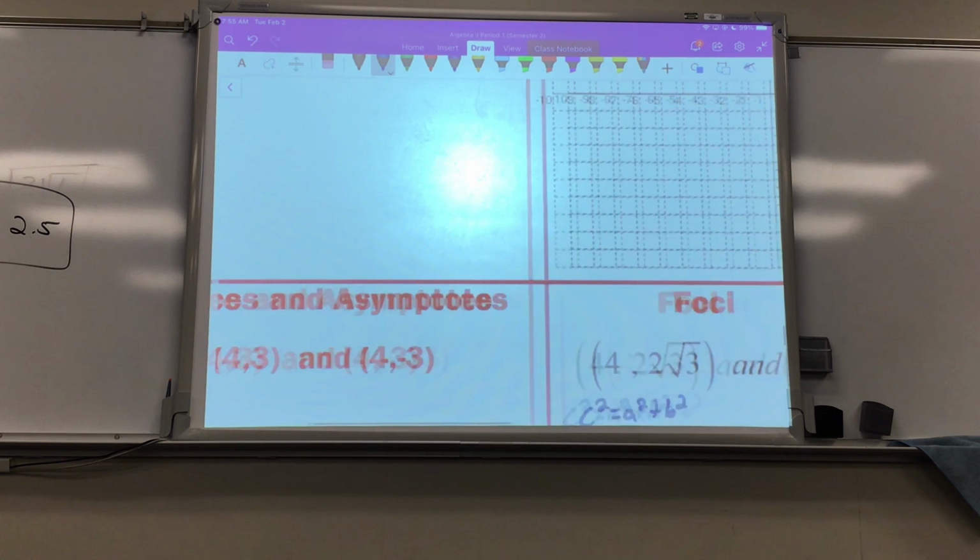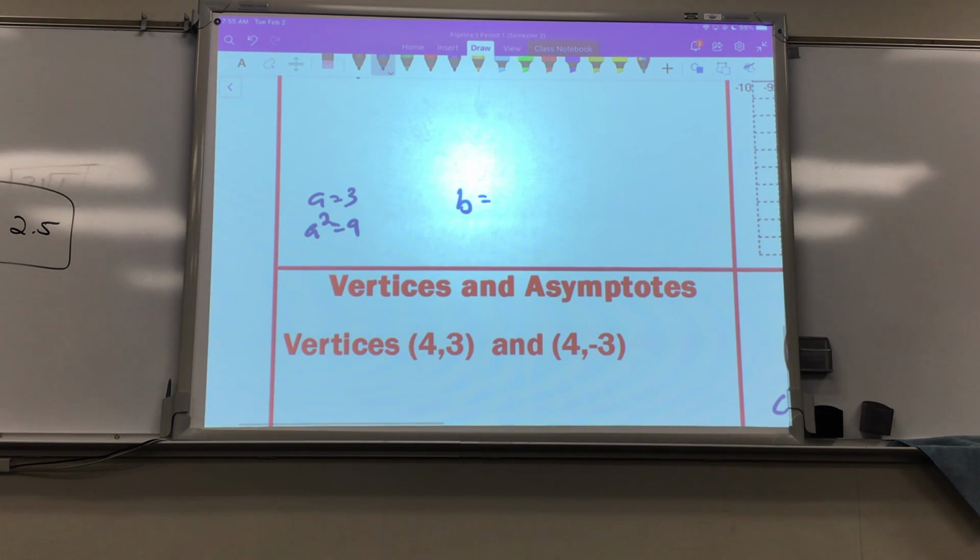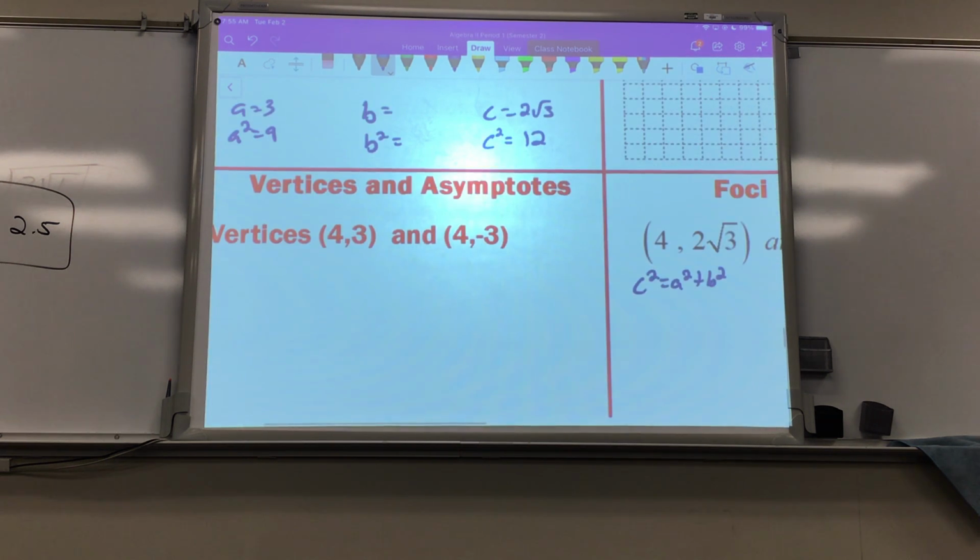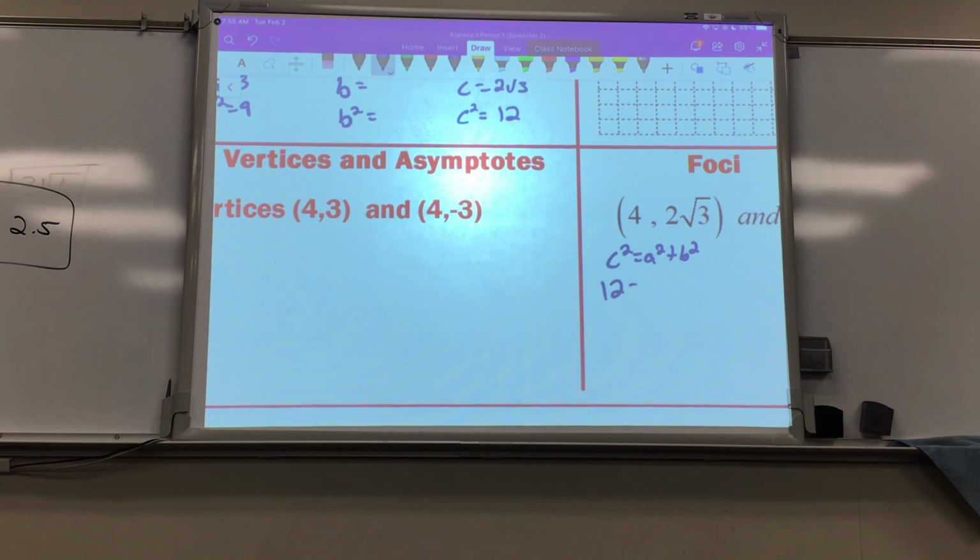Okay? And we didn't know B. We know C was that 2 root 3. What would C squared be then? What's that? 12. 2 times 2 gives me 4. Square root 3 times square root 3, that's 3, right? So 4 times 3, which gives me that 12. So, at this point, I got 12 is equal to 9 plus b squared. Subtract that over. 3 is equal to b squared.